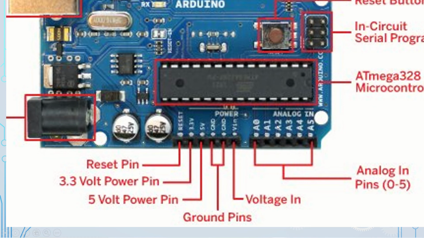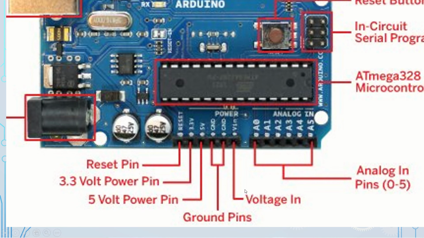Now we have the six analog pins from A0 to A5: A0, A1, A2, A3, A4, A5. These analog pins are again input, not output. So if you want to give an input with some value between 0 and 5, like 1.5, 2.5, or 3.5 volts, then that input can be read by the Arduino with the help of pins A0 to A5. So you can give it directly.